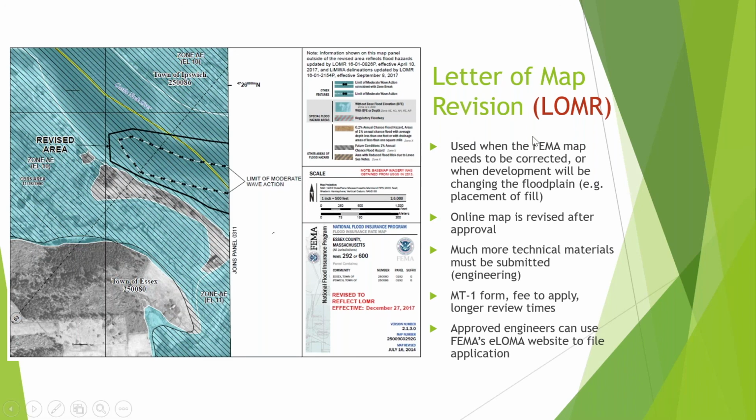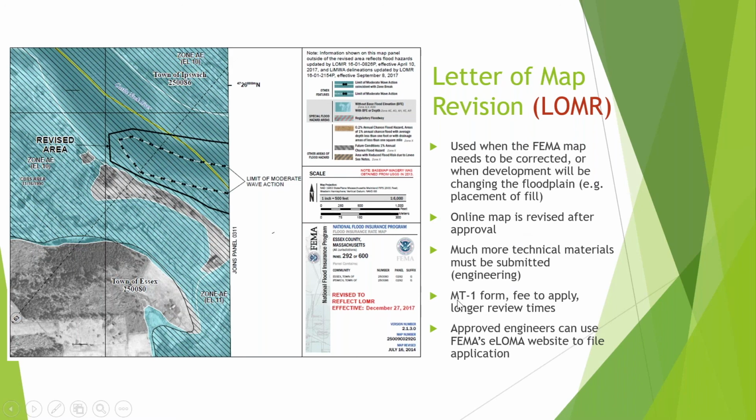But I just wanted to show you that a letter of map revision, the part of the documentation that would be received for the LOMR, is it would show you the map, and it would show you in a dark line like this, the area of the map that was revised. And then you would have to read through all the technical documents to see how and why it was revised and why it was approved. This is a much more technical process.